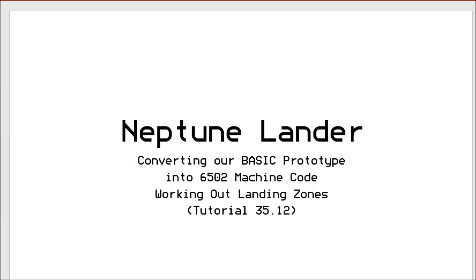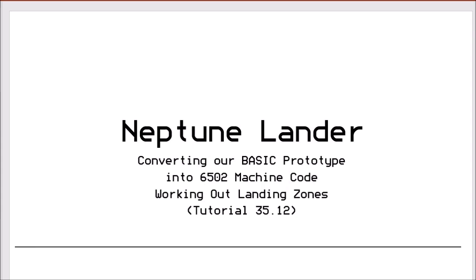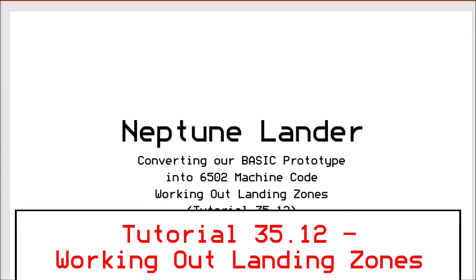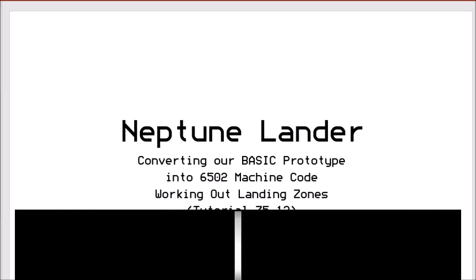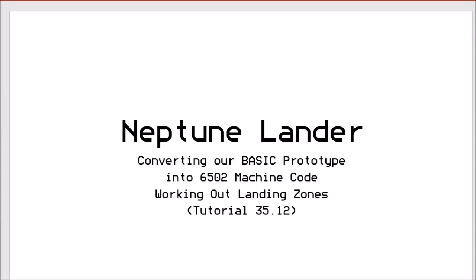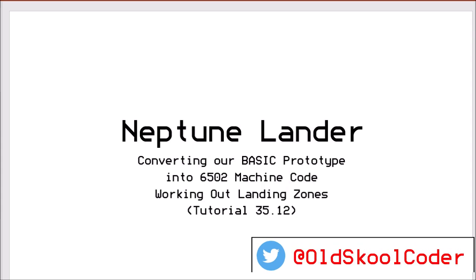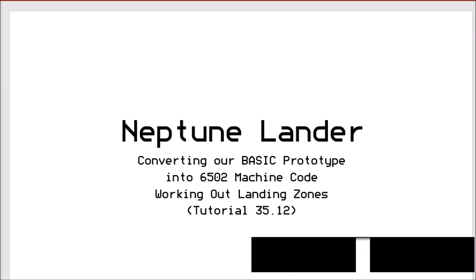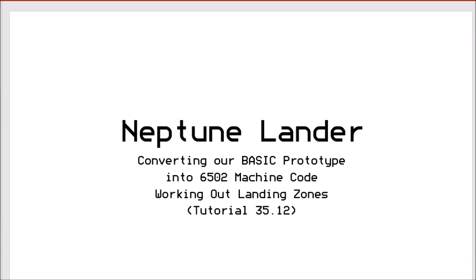Hello, John here, and this is part 12 of Tutorial 35, where we are writing our Neptune Lander in assembly language. In this video we're going to try and figure out where our landing zones are. If you remember way back when dinosaurs ruled the earth, when I did the basic program, we moved the lunar lander around manually by hand to find the safe zones. So this is what we're going to do in this episode.